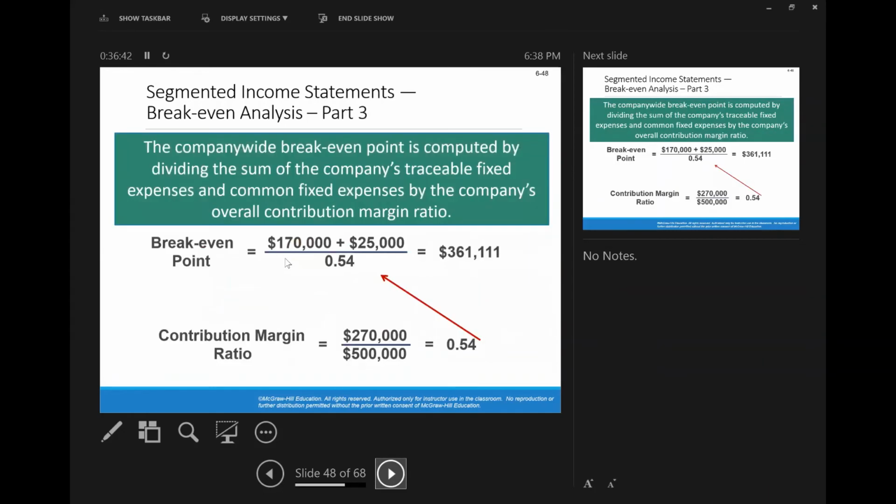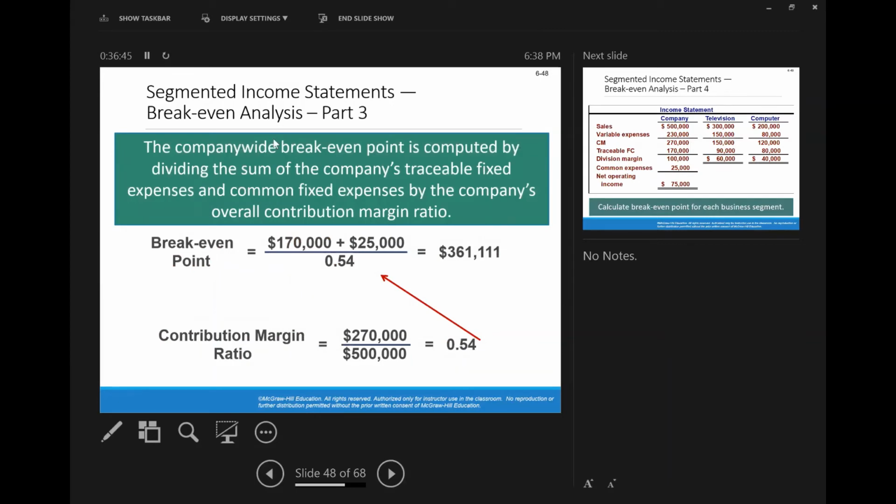All right, so we want to do the break-even point. So we want to know, where do we have to be? What's our break-even point in order to make sure that we don't lose any money? Okay, so the break-even point, we have to take 170,000, which is the fixed cost. So it's the traceable fixed cost, the 170, plus that 25,000, which was that common fixed cost. So you take your whole fixed cost at the top and you divide it by that contribution margin ratio.